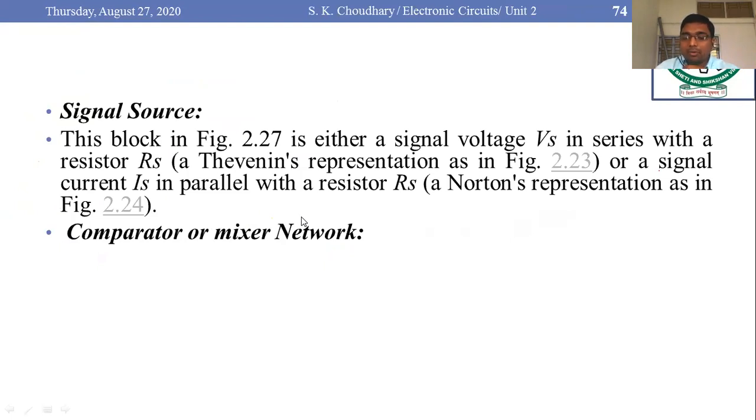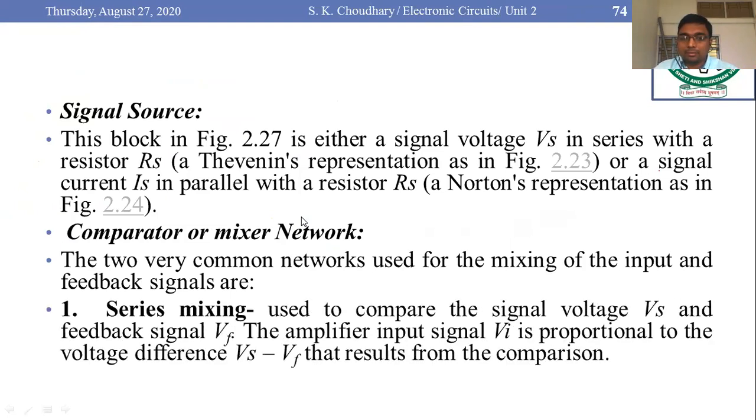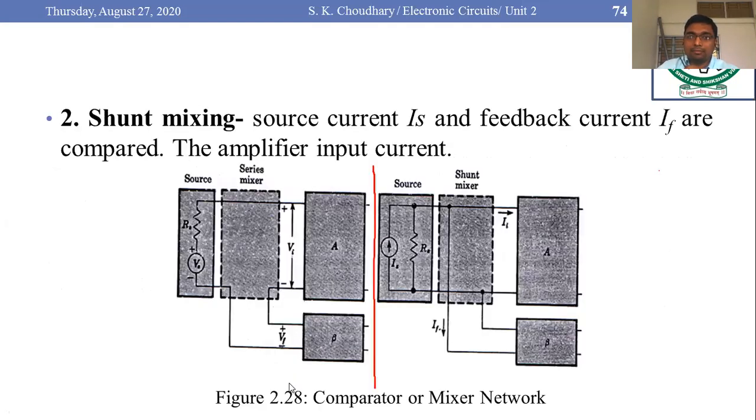Then the second block was the comparator or mixer network. So basically there are two types of comparators. First is series mixing and second is shunt mixing. In the series mixing, it is used to compare the signal voltage with the feedback signal Vf, and Vi is proportional to the difference of Vs minus Vf, like this. This is the network shown here. Okay, and the second one is the shunt mixing.